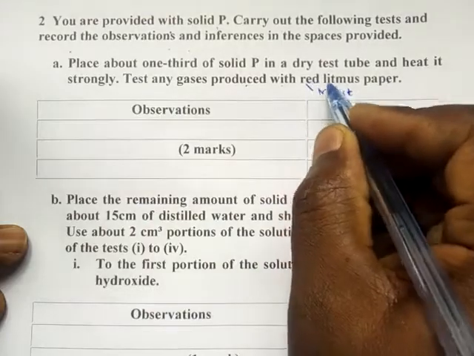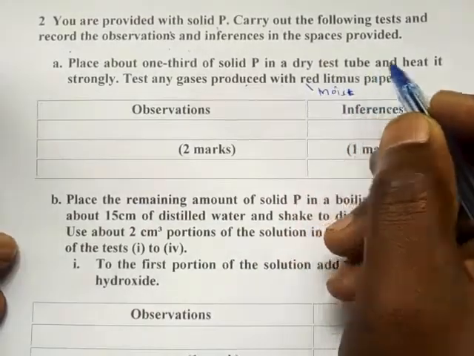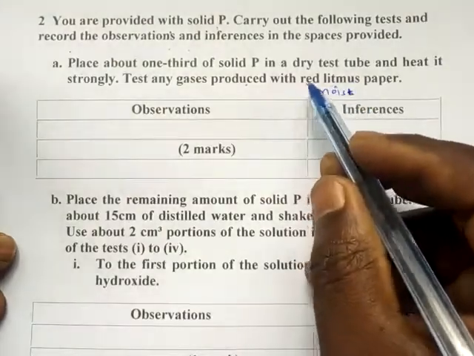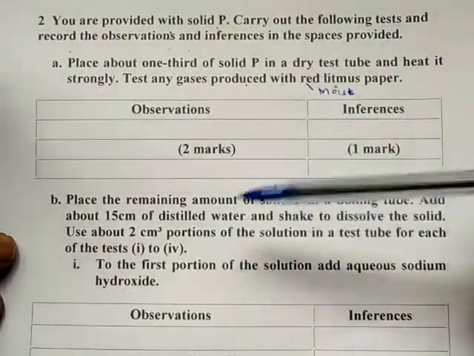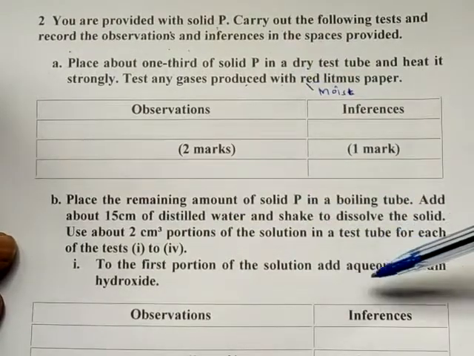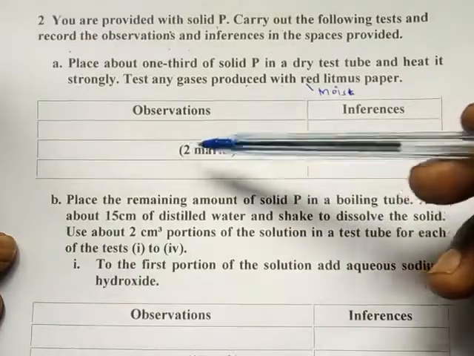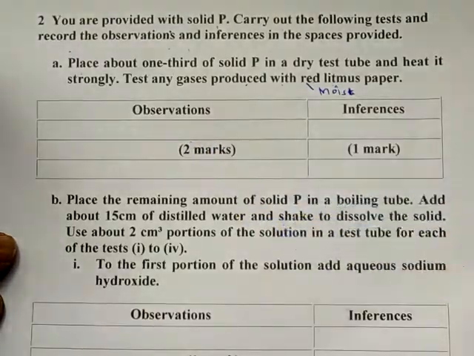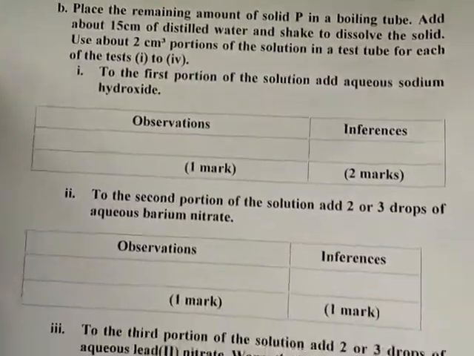make this litmus paper wet by using distilled water, because otherwise you will not see any change formed. So before you even go through the question, first you have to identify whether this question is inorganic chemistry or organic qualitative analysis. How do you do that? You go through the questions.